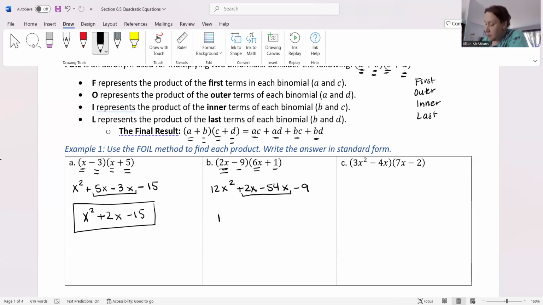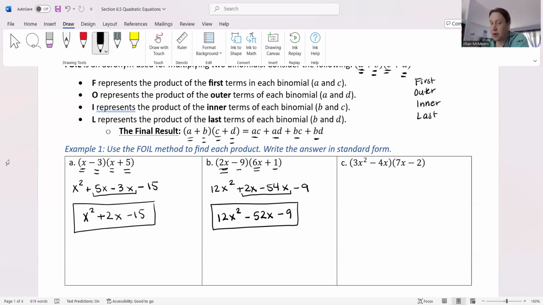So I'm going to just drop down my 12x squared. And then 2x minus 54x is negative 52x. And then drop down the minus 9. And again, this is in standard form. Remember, for us, standard form is highest exponent to lowest exponent, and then end with your constant. So write your terms based on the exponents on the variable, highest to lowest, and then always end with your constant. Okay?